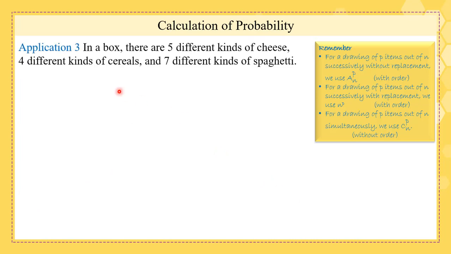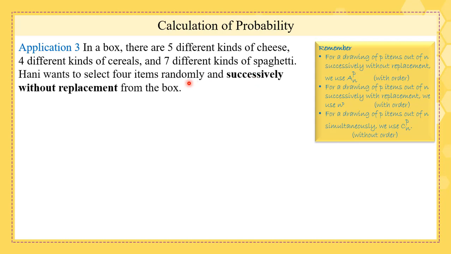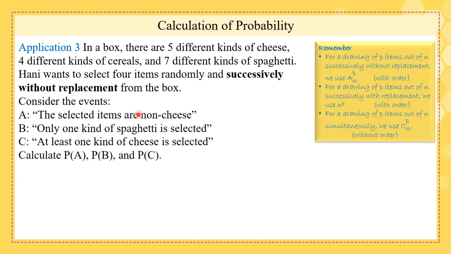Now let's see this application. In a box there are 5 different kinds of cheese, 4 different kinds of cereals, and 7 different kinds of spaghetti. Hani wants to select 4 items randomly and successively without replacement. So we need to select 4 items out of 16 items from the box, and the selection would be successive without replacement. These are the events. Let's begin finding P of A. Try to find it alone.